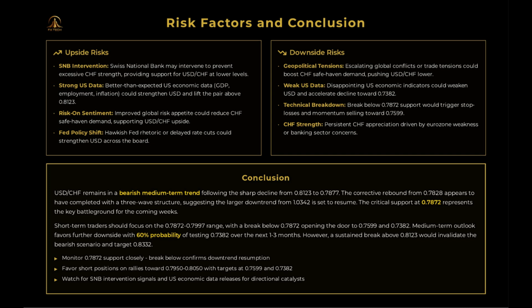In conclusion, USD CHF remains in a bearish medium-term trend. The critical 0.7872 support represents the key battleground. Favor short positions on rallies towards 0.7950-0.8050, with targets at 0.7599 and 0.7382. Monitor SNB intervention signals and U.S. economic data releases closely.